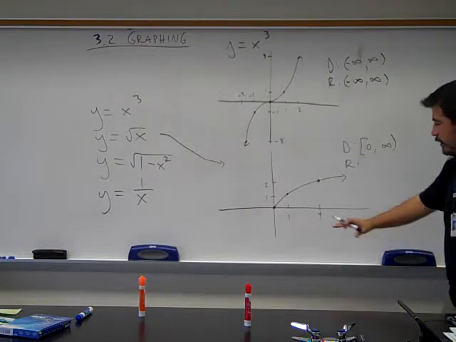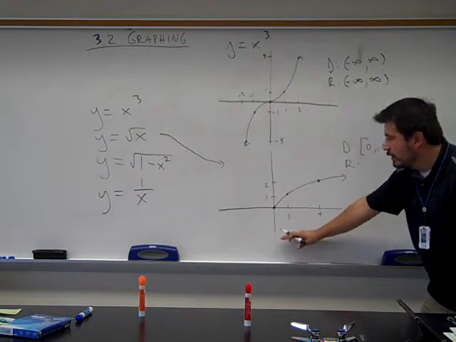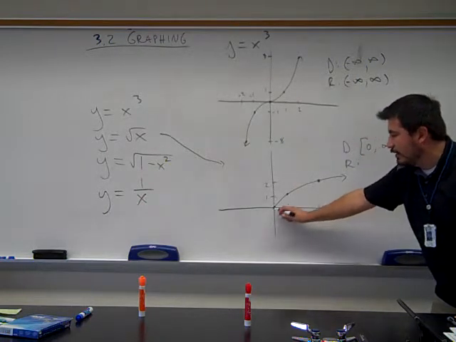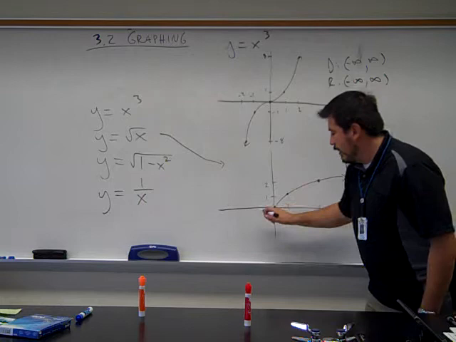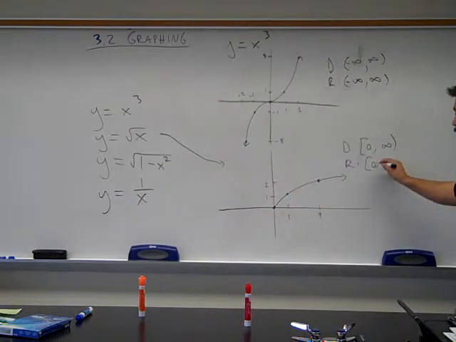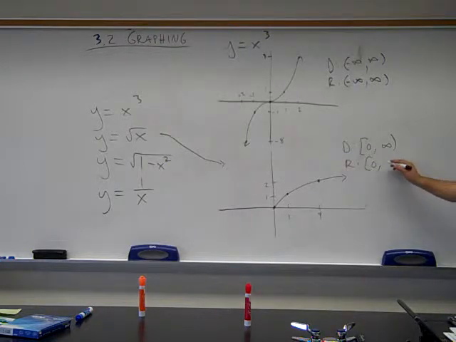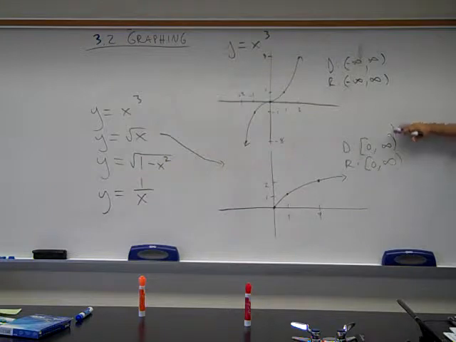Our range, again, look from bottom to top. The graph never goes down below the x-axis. In fact, the lowest it gets is right here at y equals 0. And even though it looks like it's slowing down, it does keep rising ever so slowly. So it will go up towards positive infinity. So there's your domain and range. Okay?